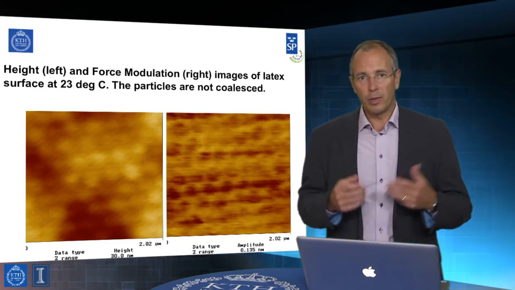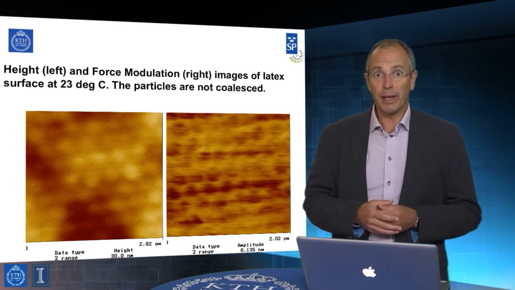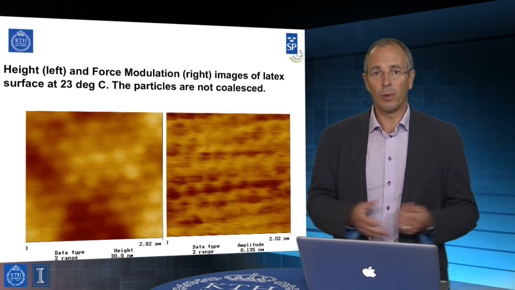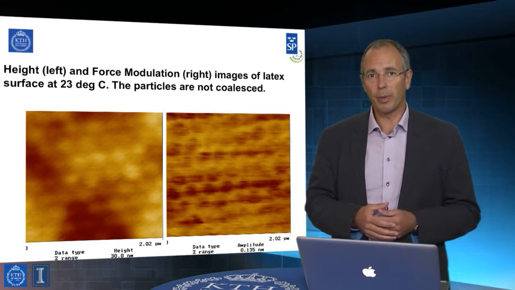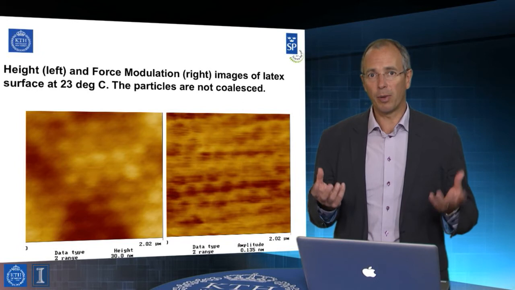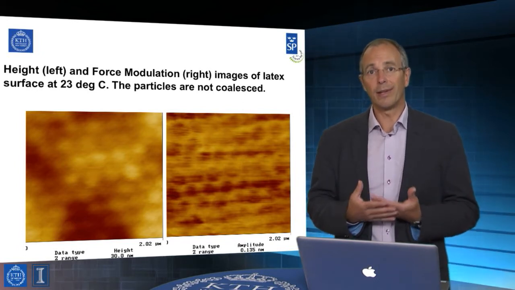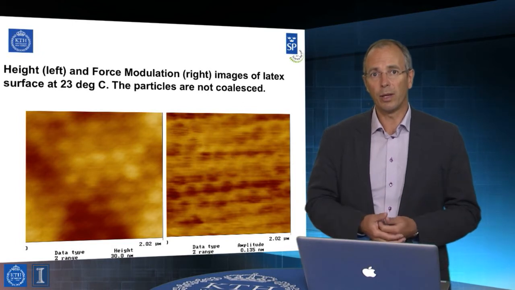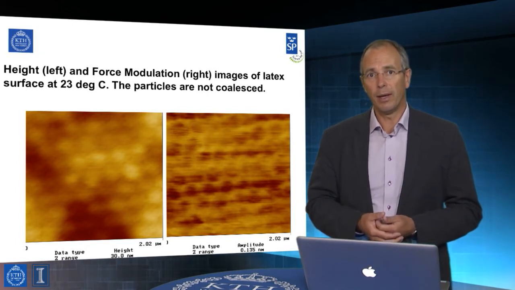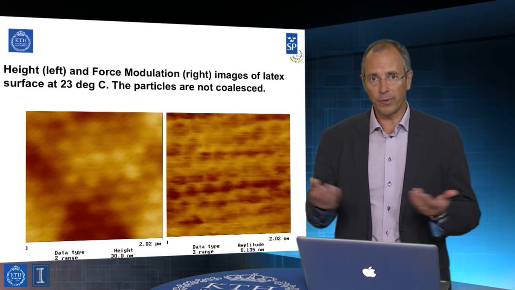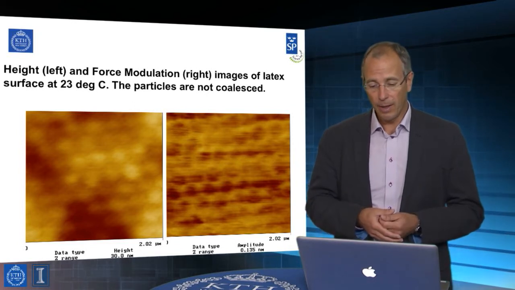I mentioned before that when you make paint and you paint a surface, what you start with is actually, with a modern water-based paint, a suspension of polymer particles which you coat on a surface, and then as the paint dries they're supposed to fuse into a continuous film. So all the polymer particles fuse into a continuum.